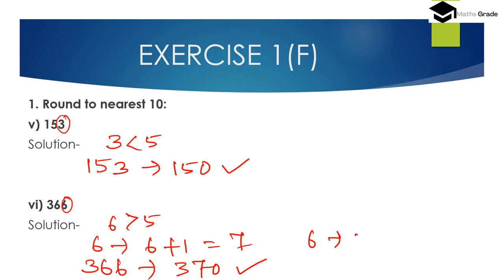This unit place digit 6 changes to 0. So this 7 and this 0. So 153 rounded to the nearest 10 is 150, and 366 rounded to the nearest 10 is 370.